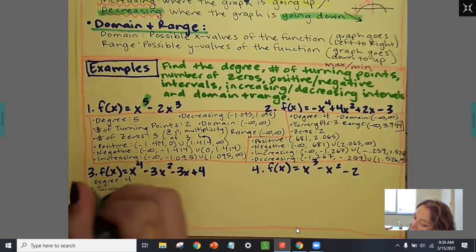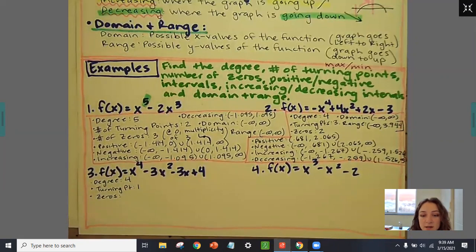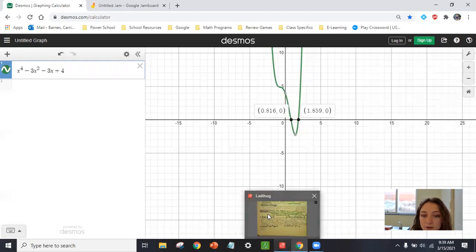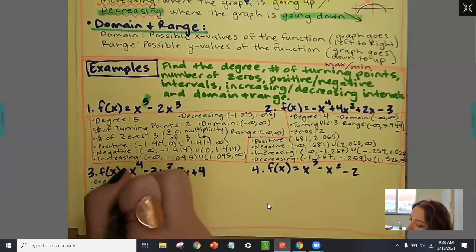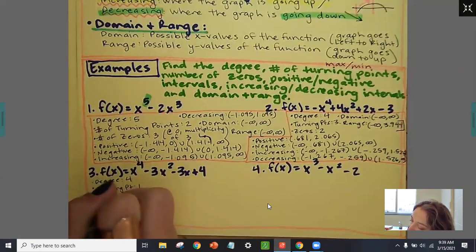Okay, then we're going to look at our number of zeros, and that's just going to be where it crosses the x-axis. So zeros are happening just here and here. So there's only 2 zeros in this problem. So let's write down our 2 zeros. All right, then we're going to look at our positive and negative intervals.